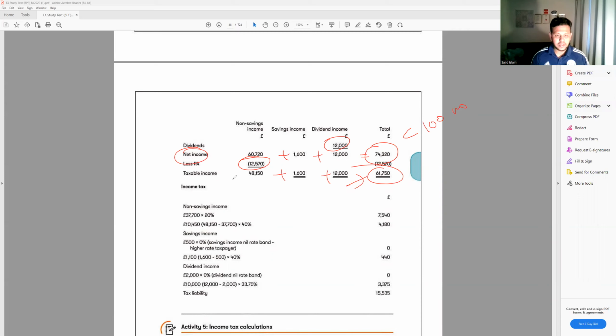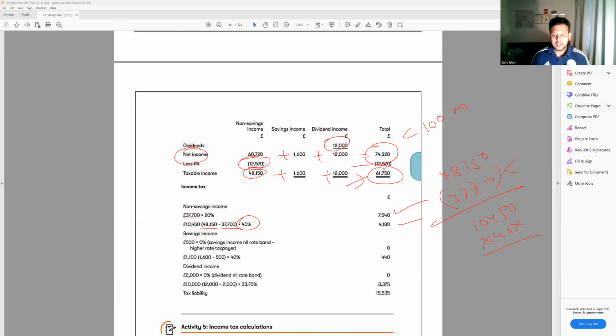First, calculate the non-saving. Non-saving is 48,150. That means it's more than 37,700, so you need to find the difference. We know up to 37,700 we have 20%, and the rest will be 40%. So the first 37,700 at 20% is always fixed. The difference between 48,150 minus 37,700 gives me 10,450. Here I have to pay 40% tax, and 40% gives me 4,180.